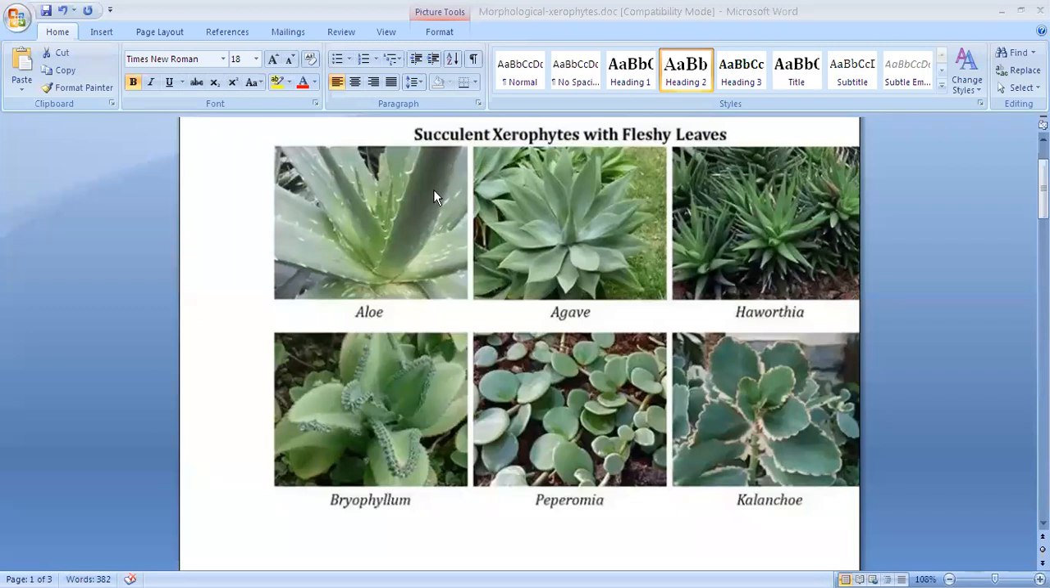Now, let's start. What are xerophytes? Xerophytes are plants, some of them succulent xerophytes, having fleshy leaves. Fleshy leaves, this is Kalanchoe, this is Bryophyllum, this is aloe vera, agave, etc. Now, xerophyte means extreme conditions, which have high temperature and high dry winds.